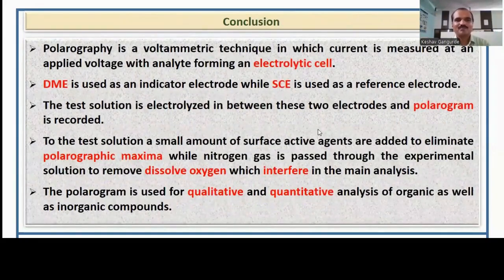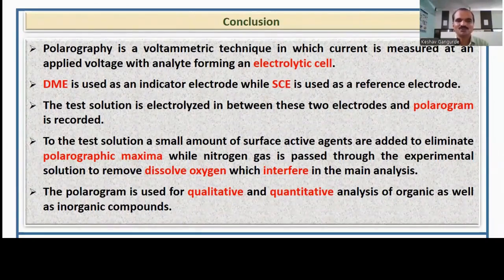In summary, polarography is a voltammetric technique in which current is measured at an applied voltage with the analyte forming an electrolytic cell. In polarographic analysis, the dropping mercury electrode is used as an indicator electrode on which reduction occurs, acting as a cathode, while the saturated calomel electrode is used as a reference electrode, acting as an anode. The test solution is electrolyzed between these two electrodes, and the current voltage curve, also called polarogram, is recorded.